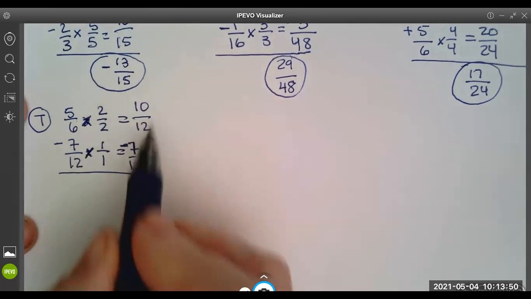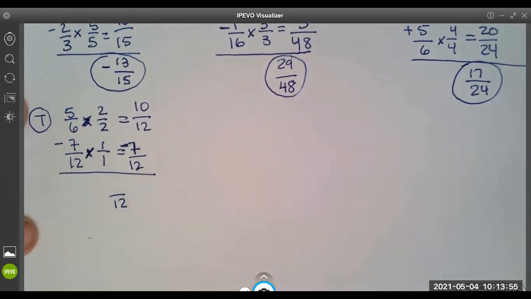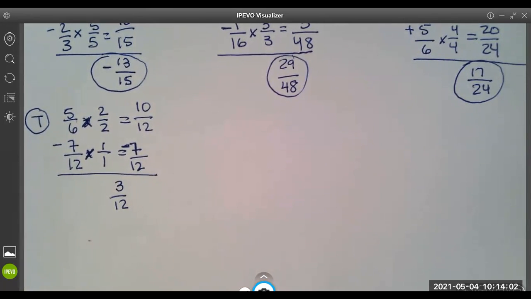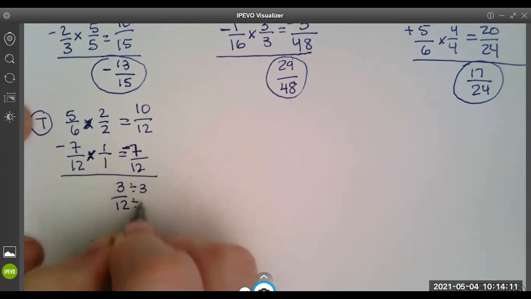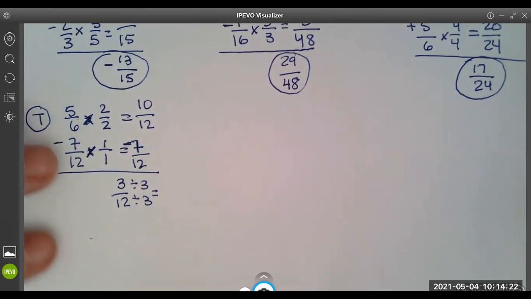10/12. So 10 take away 7, how much? 3. Now, is there a number we can divide both 3 and 12 by to make this simpler? Yes, what would we divide by? 3. So what would my simpler version be? Top divided by top, bottom divided by the bottom. What are we going to get? 1/4.